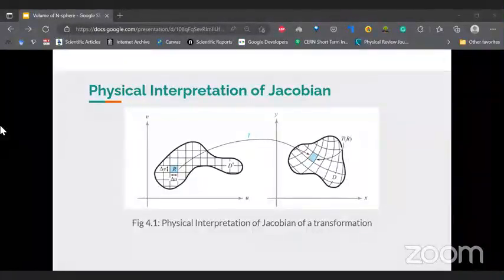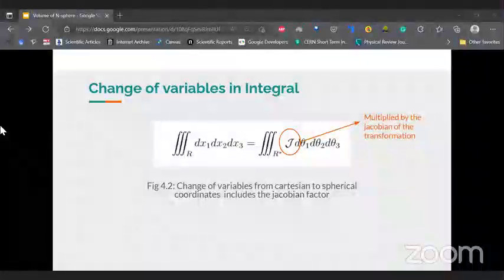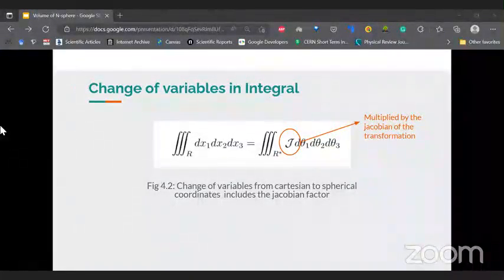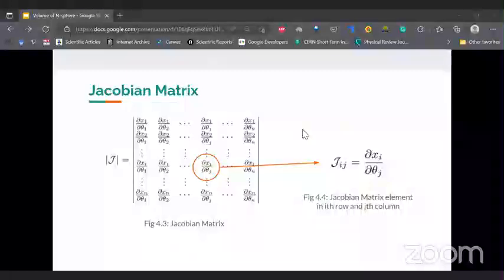So basically, whenever you're considering a transformation T from a coordinate system, say UV to XY, the areas and volumes get scaled up by an amount which is given by the Jacobian. So when you're changing variables from Cartesian to spherical coordinates, then you have to multiply by this Jacobian factor as shown in the diagram here, so as to preserve the equality of the integrals before and after the transformation.